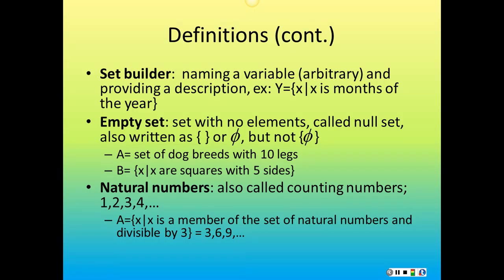Another example of using set builder notation I wanted to go over is natural numbers, because that's one that's commonly used. So a way of describing that would be x such that x is a member of the set of natural numbers. And then you can modify that by saying divisible by 3. So I've taken natural numbers and I'm using set builder notation to modify it.